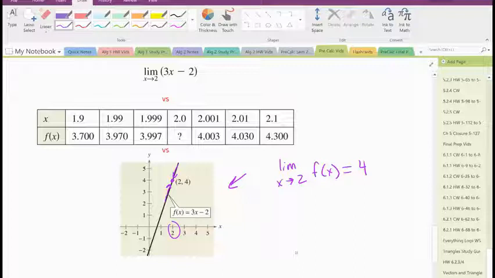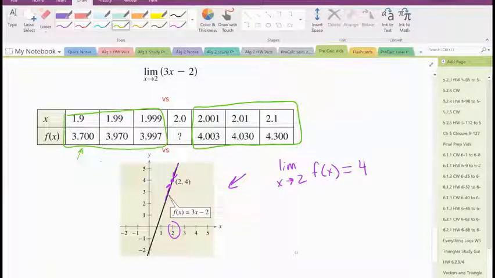Same idea with the data here. If I'm looking for the limit as x goes towards 2, I check whether all the x values approaching it on the left side and all the values approaching it from the right side are going towards the same y value. In this case, it looks like they are, because this one is increasing and getting closer and closer to 4. This one is decreasing if I go from right to left, but both are going towards the same value of 4. So again, it's easy to see with the graph or the data.